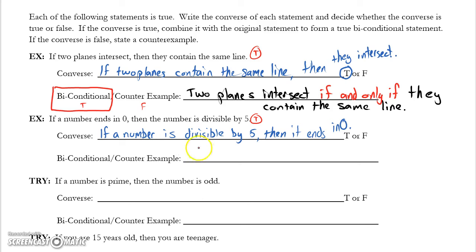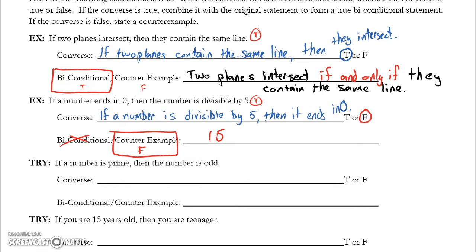Well, can we come up with a number that's divisible by 5 that does not end in 0? Sure. The number 15. 15 is divisible by 5, but it ends in 5. So my converse is false. I have to come up with my counterexample, which we did as 15. I can't write a biconditional here. It's not an if and only if statement.